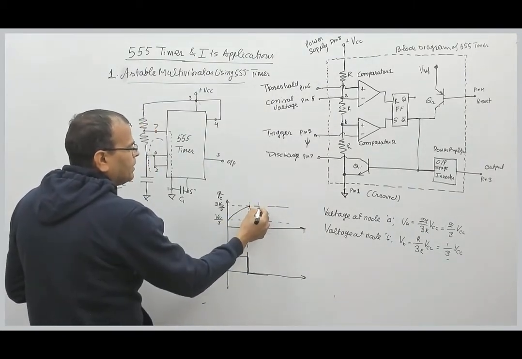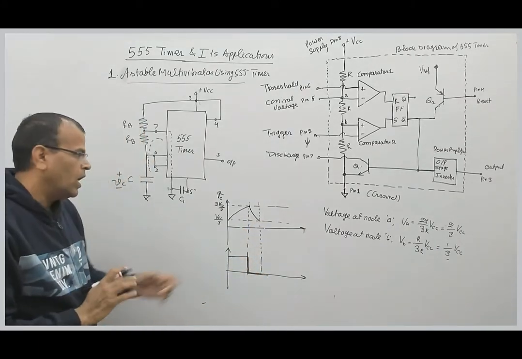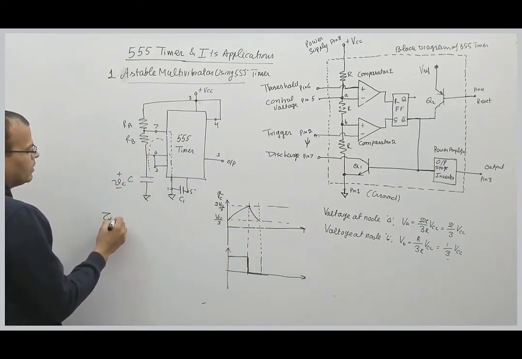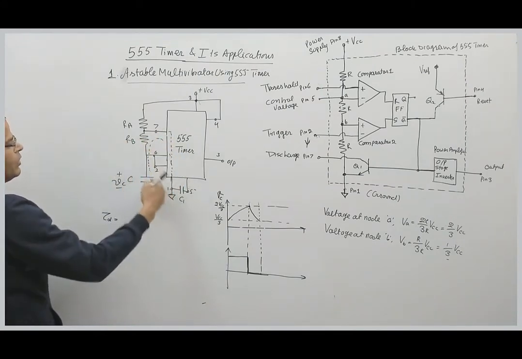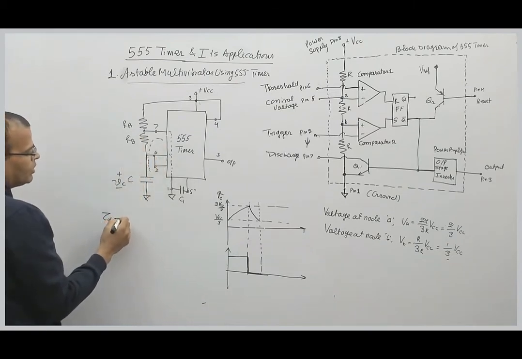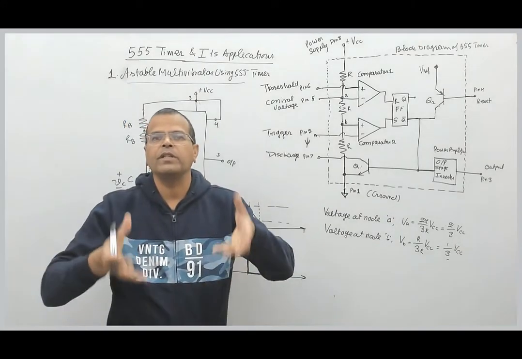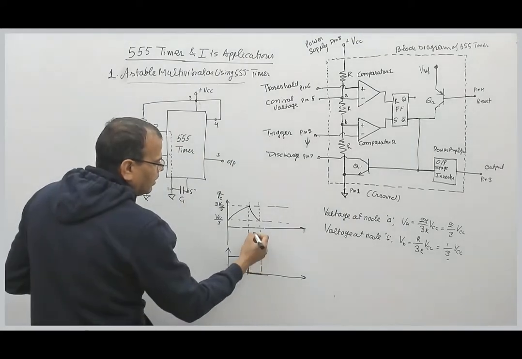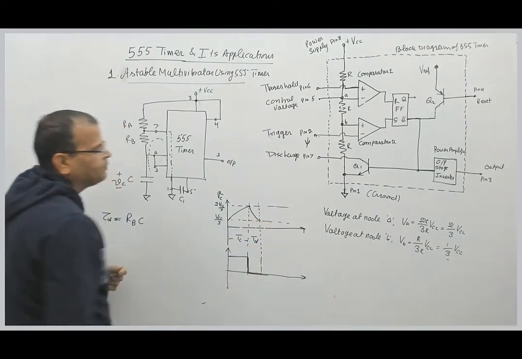So during discharging period, please see carefully, output of this circuit is low, right? Output of the circuit is low. During discharging period, what is the time constant of the circuit? Only one resistance is there in the RC circuit during discharging period, that is RB. So time constant of the circuit is RB into C. Time constant during discharging period is RB into C, right? Suppose discharging period is TD and charging period is TC. TC we will see in the next part, right?